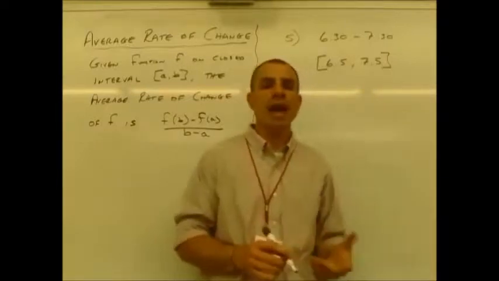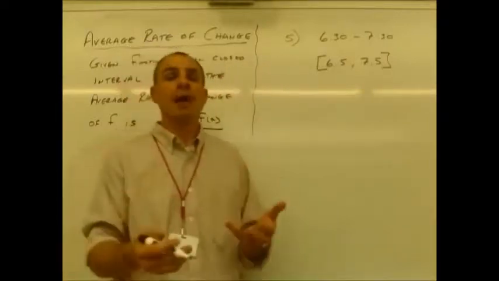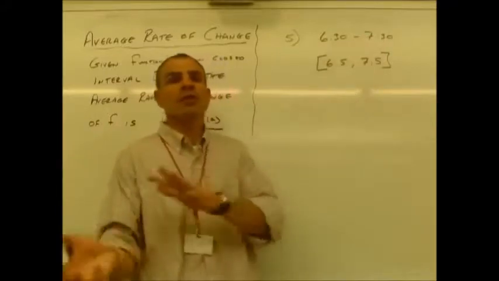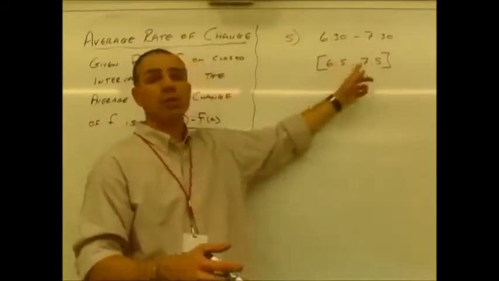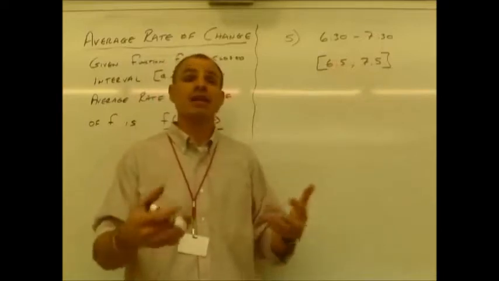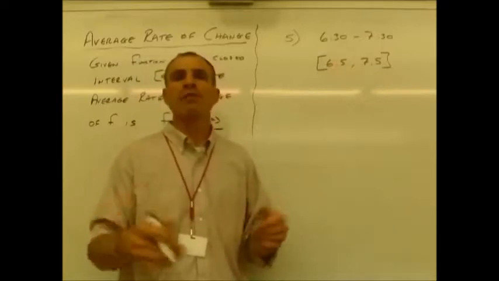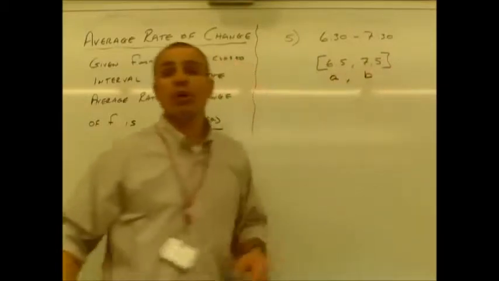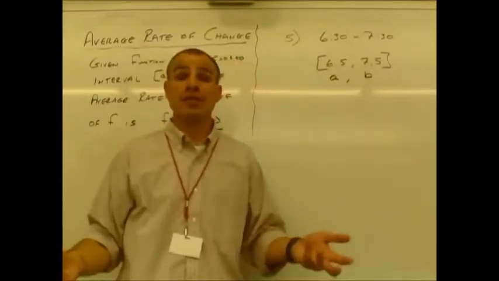And we're looking for the average rate of change of the population between 6:30 a.m. and 7:30 a.m. So if we turn time into decimals, that means 6.5 to 7.5. That is our interval, if you will. So we're going to have A is 6.5 and B is 7.5.